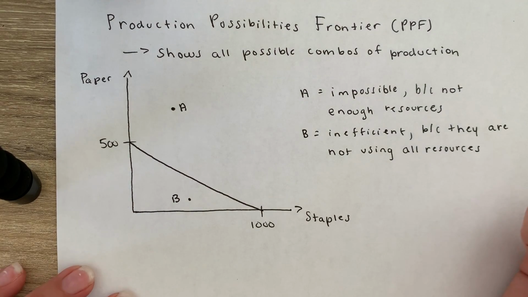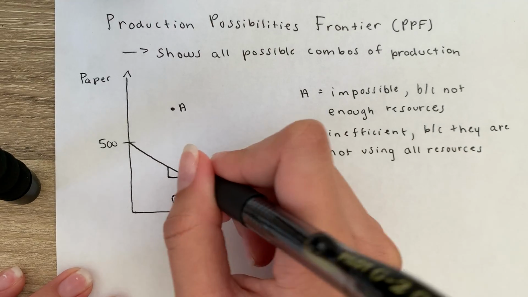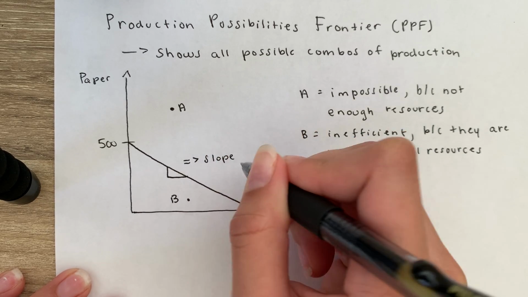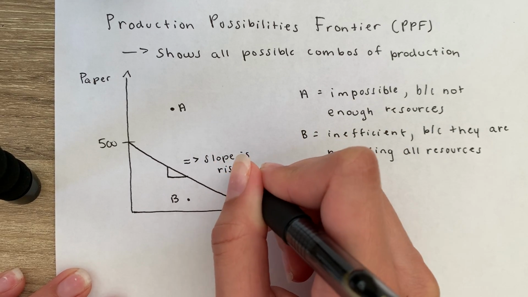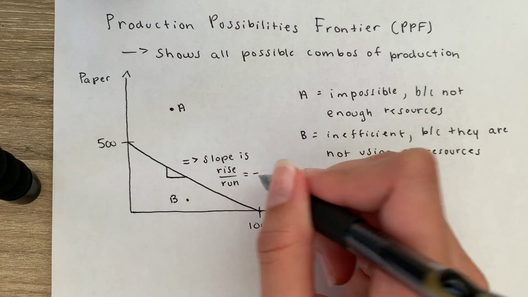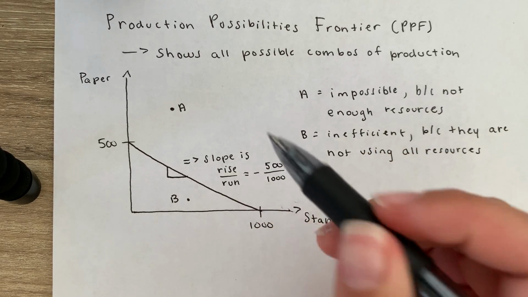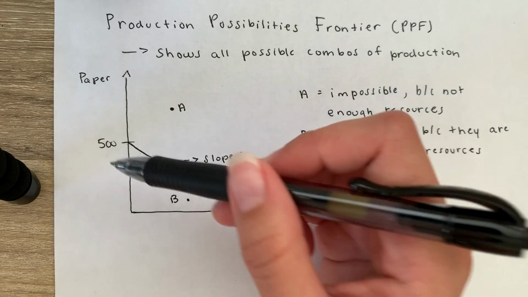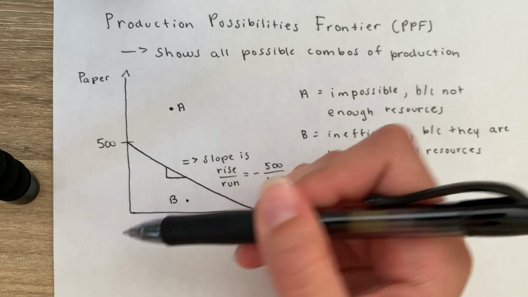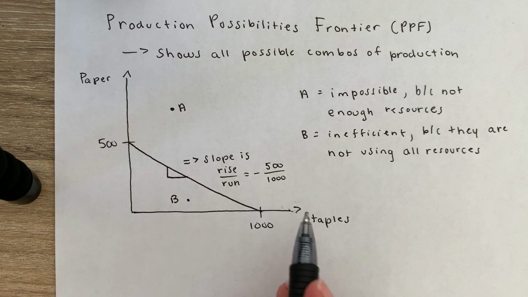So the next key thing that you want to be aware of here is the slope. So the slope is rise over run, right? So in our case, what do we have? Well, we have negative 500 over 1,000, because the rise right here is like the 500. It's our y-axis, so it's 500 to 0, which is just negative 500, and then our run is positive 1,000. So it's negative 500 over 1,000.